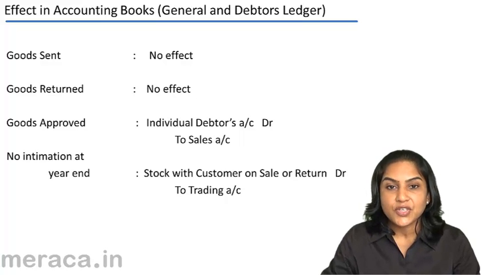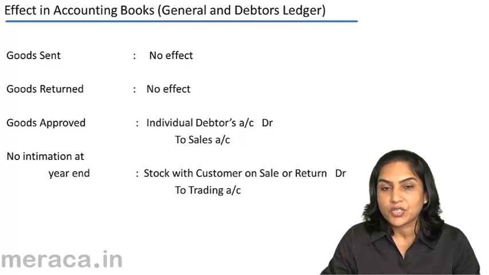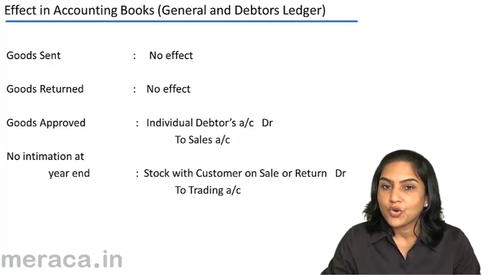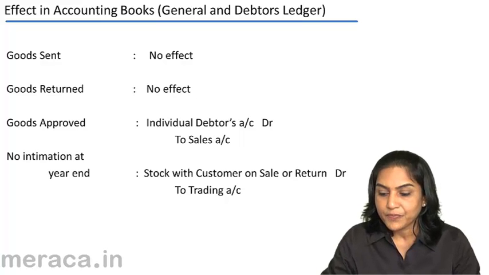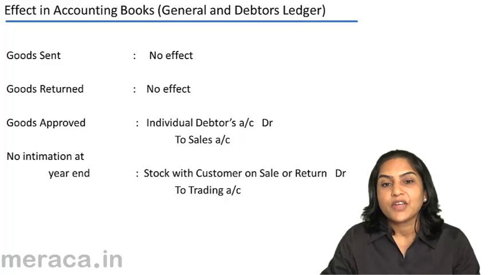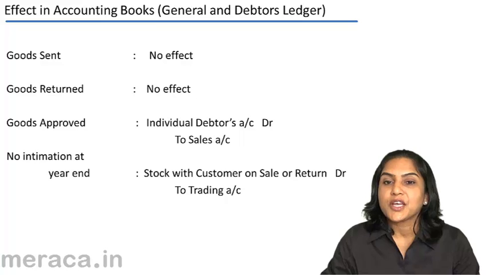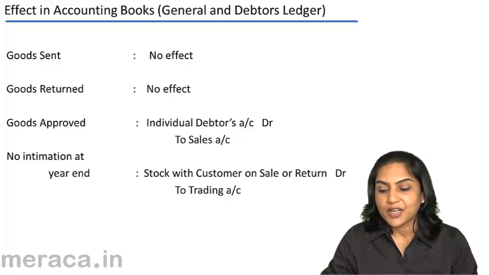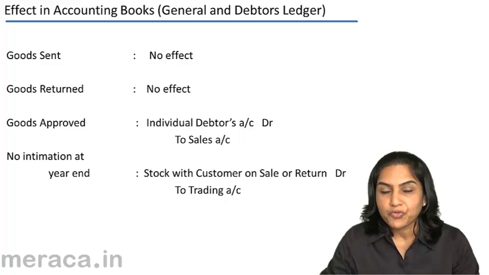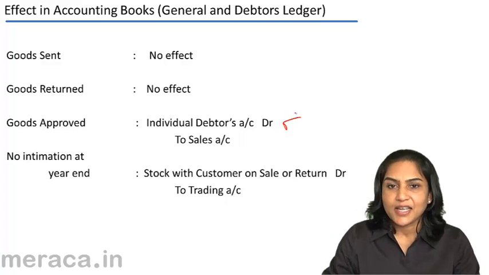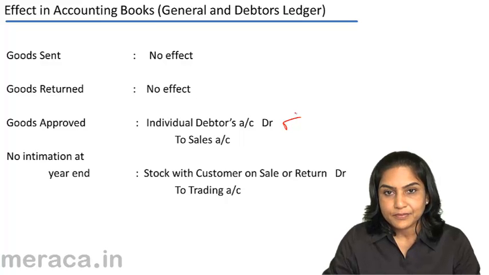When the goods are sent on approval, we do not pass any entry in the main books. There is no sale, no entry is passed in the main books. When goods are returned also, there is no entry. However, when goods are approved, after they are recorded in the sale or return ledger, the goods which are approved need to be recorded as a sale transaction in the main books. The entry being debtors account debit to sales, like in case of any ordinary sale.